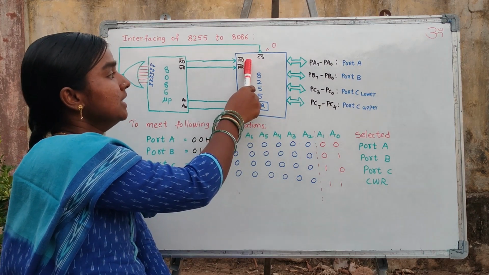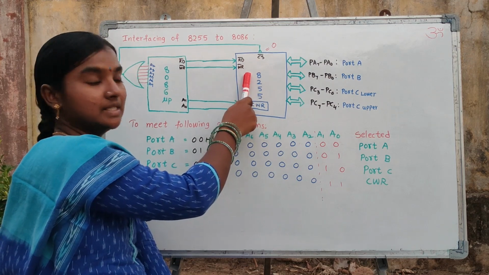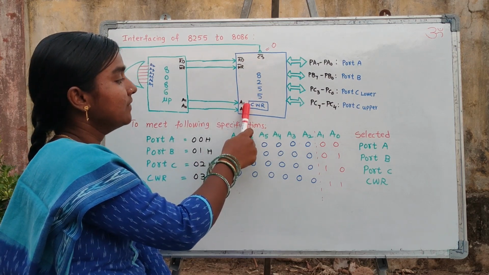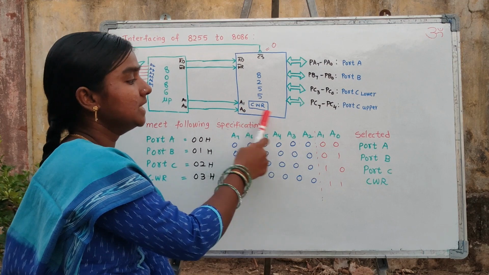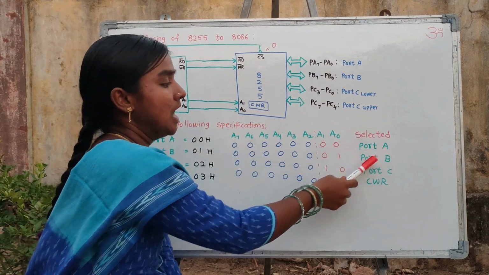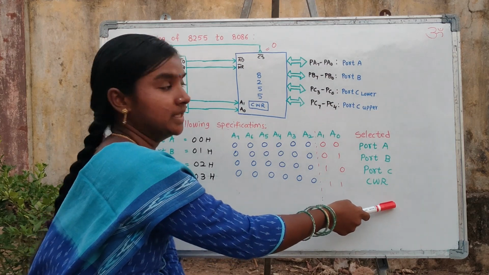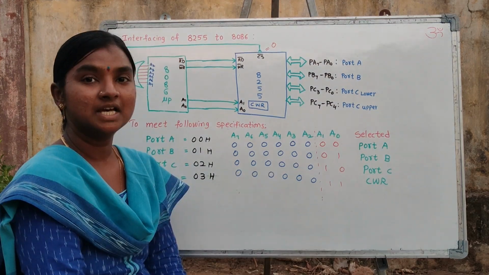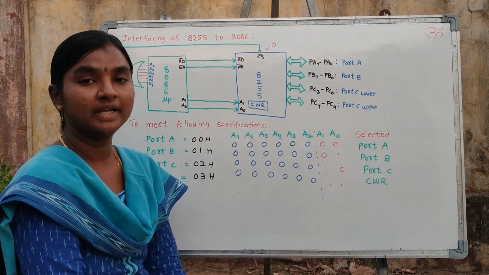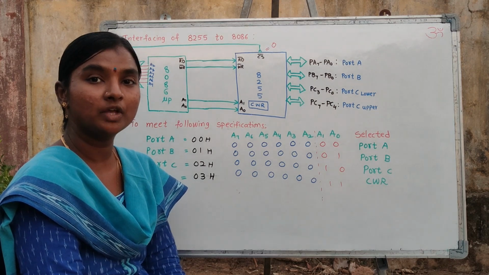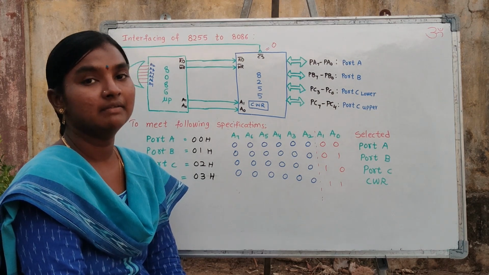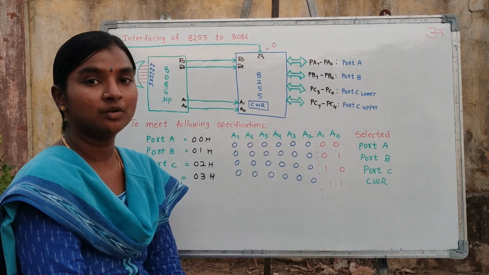By using the read signal, write signal, and address lines A1 and A0, we decide on port A, port B, port C, or the control word register. These are the two possible ways of interfacing the 8255 programmable peripheral interface with the 8086 microprocessor.